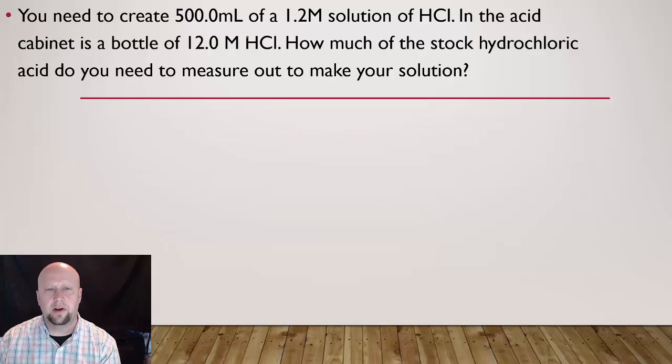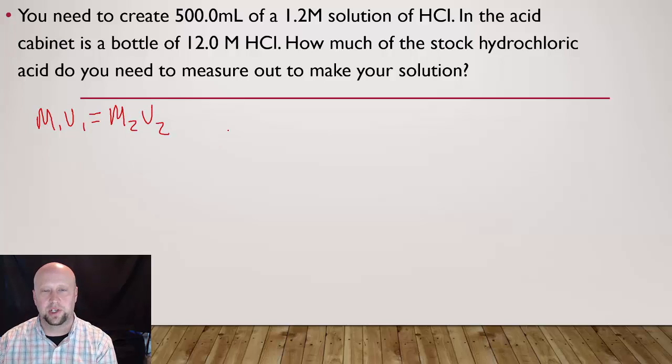So you need to create 500 milliliters of a 1.2 molar solution of hydrochloric acid. In the acid cabinet, okay, the stock room, is a bottle of 12.0 molar hydrochloric acid. How much of the stock hydrochloric acid do you need to measure out to make your solution? Okay, so we're going to use the dilution equation. So I think anytime you're working any sort of math, if you've got time, and you do most of the time, write the equation out.